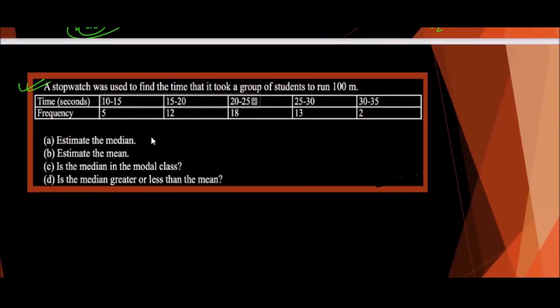Here you have four types of questions. Estimate the median and estimate the mean, so you need to find both. Then, is the median in the modal class? So you need to find the modal class. In that case, find n by 2 and check where exactly it is crossed; that is going to be your modal class. After that, once you have the median, check whether that value lies in this modal class or not. This is going to be your work.